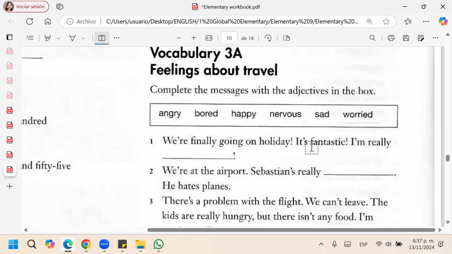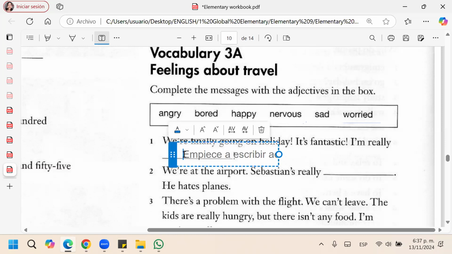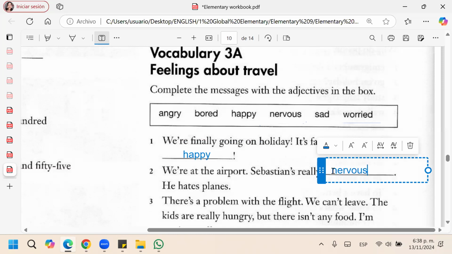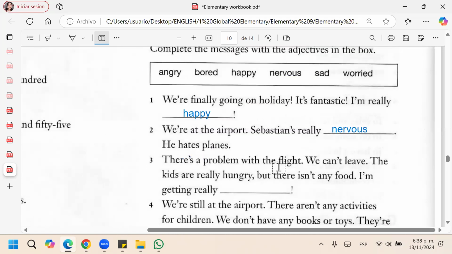If I say, we're finally going on holiday, it's fantastic. I'm really happy. Happy because I'm going on holiday, on vacation, of course. We're at the airport. Sebastian's really nervous. Sebastian is nervous because he hates planes. There is a problem with the flight. We can't leave. The kids are really hungry, but there isn't any food. I'm getting really angry. Angry because there are some problems. I get angry.